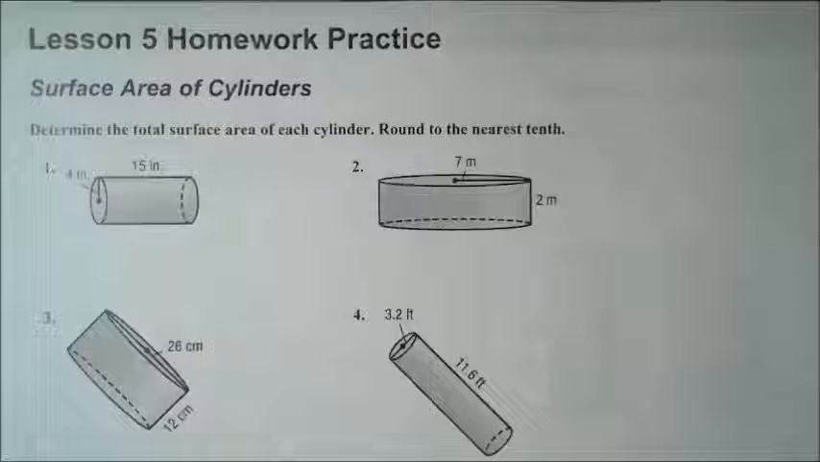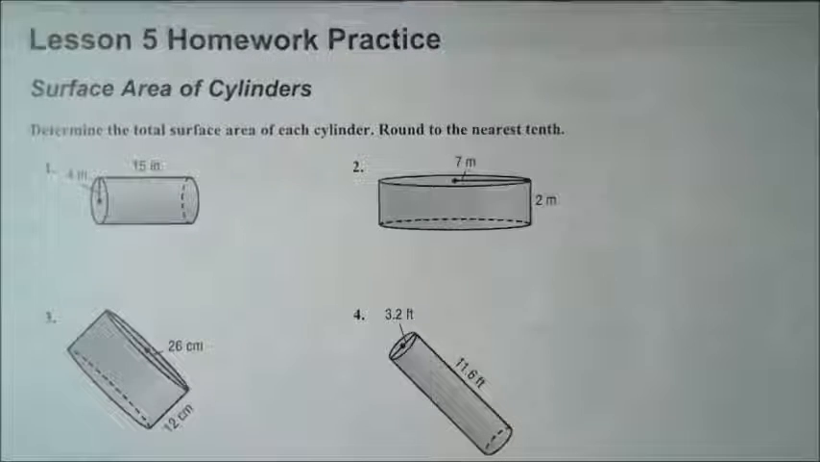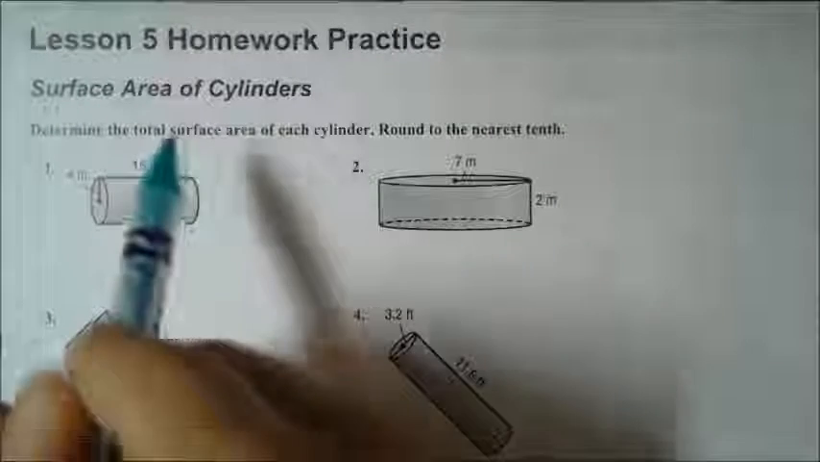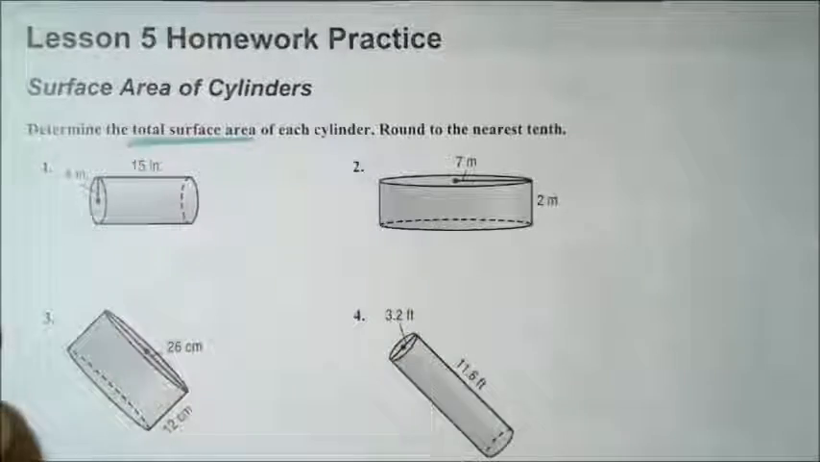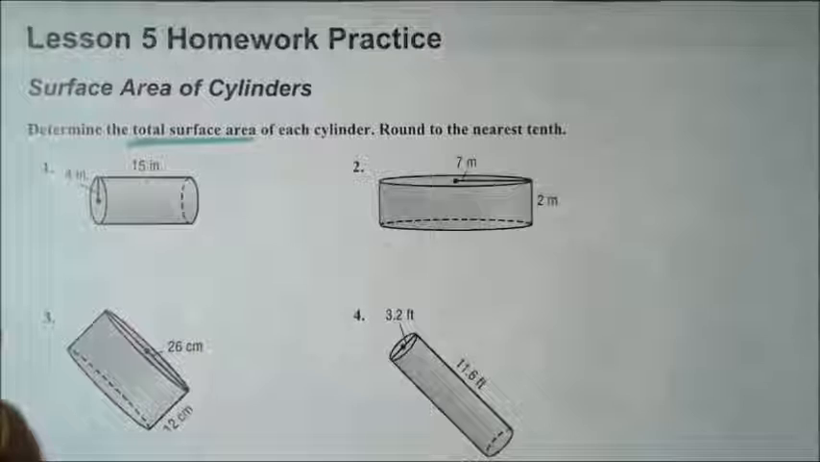Alright, in this video we're going to be looking at how to find the total surface area of cylinders. Notice right here it says total surface area, so that's what we're going to be looking for. So what we're going to do is follow our 4 steps to be able to determine what it is for each one of these cylinders.